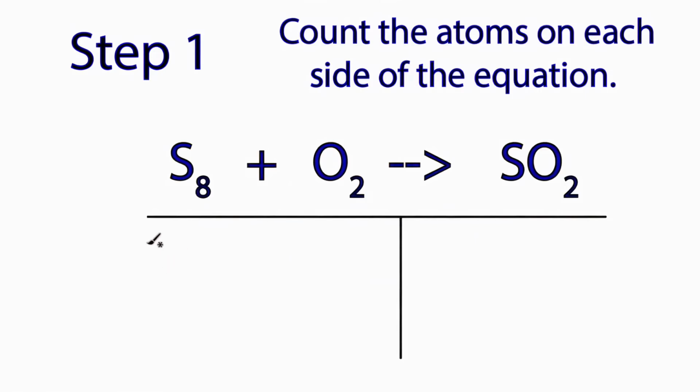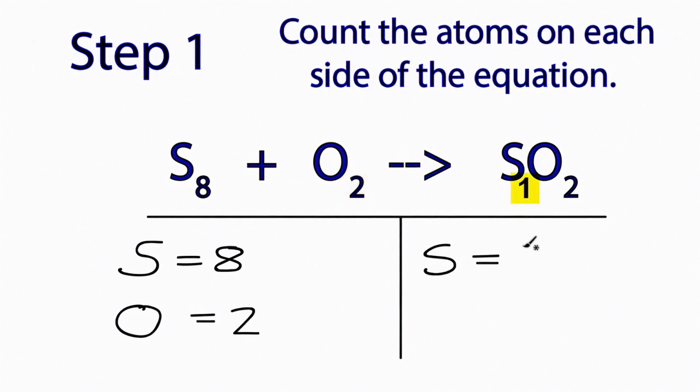Count each type of atom. Sulfur, I have 8. Oxygen, I have 2. On the product side, sulfur, I have 1. And oxygen, I have 2. Note that if there's nothing after an element, we assume that to be 1. And that's it. We're done with the first step.